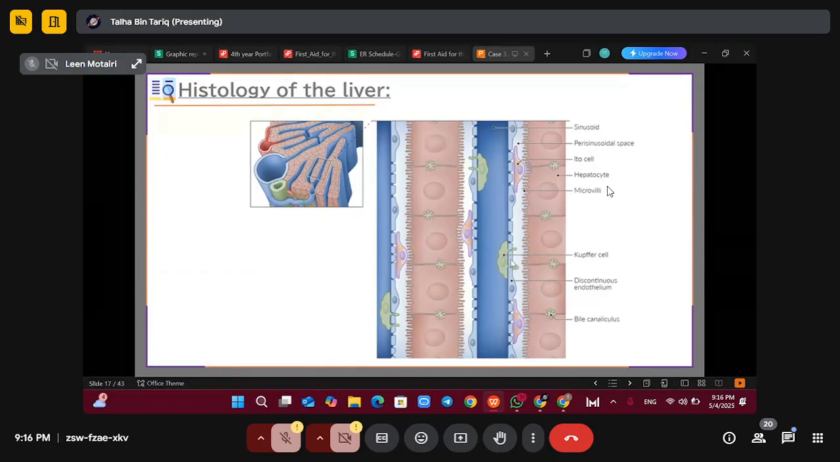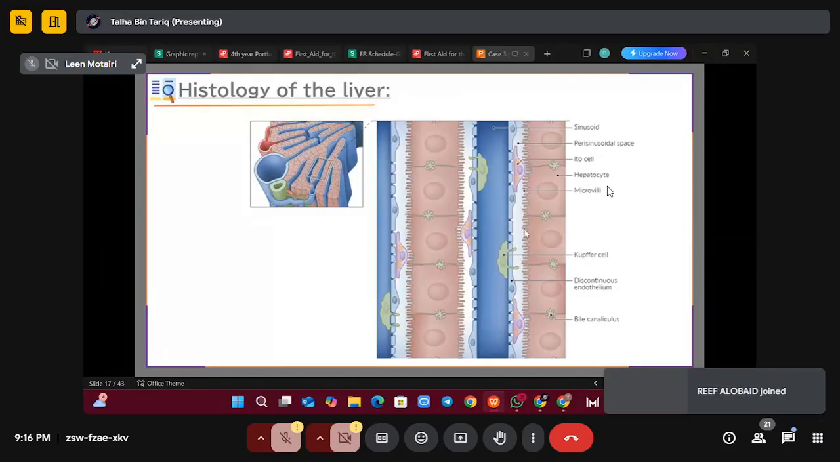So we have the Kupffer cells, which are specialized macrophages. We have the ito cells, or the stellate cells. And then we have the perisinusoidal space. Now there is a space in between the hepatocytes and the fenestrated endothelium. This space is called the perisinusoidal space, and it contains the ito cells. These ito cells store vitamin A, and once they are activated, they make extracellular matrix. And once they start making extracellular matrix, they make fibrin. So the function is that they are important in fibrosis of the liver.